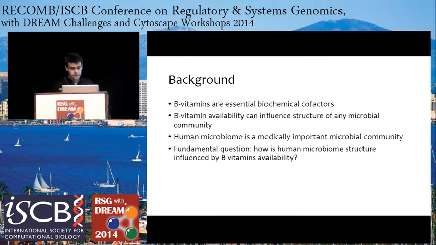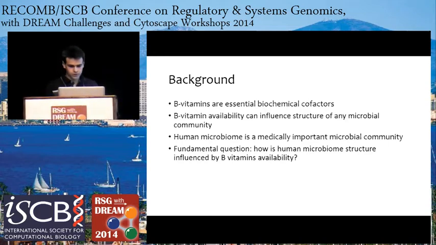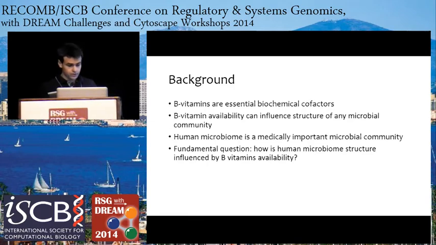Firstly, a brief introduction. B vitamins are biochemical cofactors that are essential for any living systems. B vitamin variability can influence the structure of any microbial community. In particular, the human microbiome is a medically important microbial community. It can influence human health, and it can regulate immune response and fat storage. It depends on host genetics, diet, and some other factors. So the fundamental question is, how is human microbiome structure influenced by B vitamin availability?